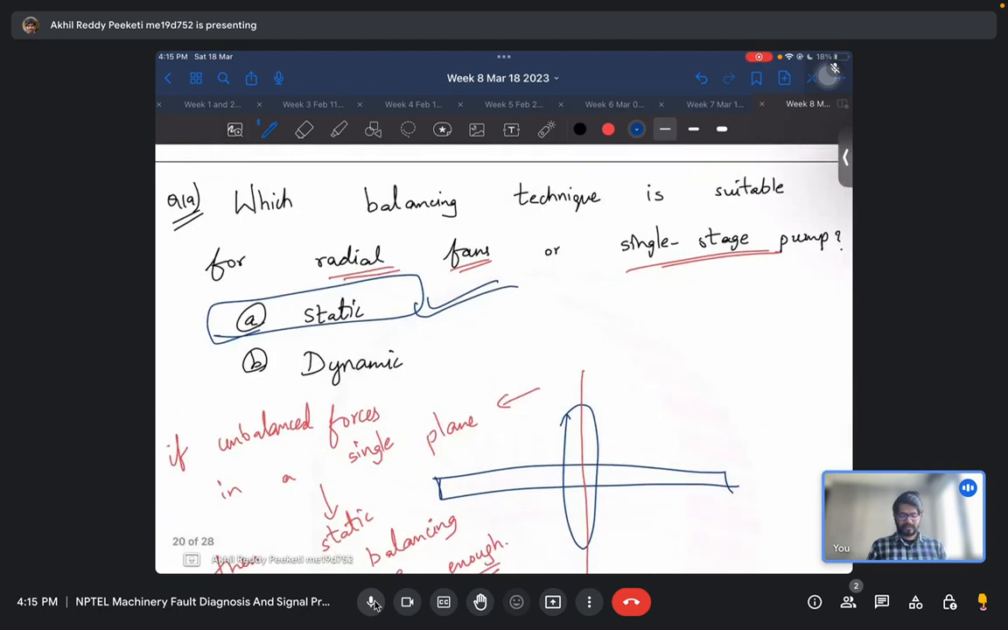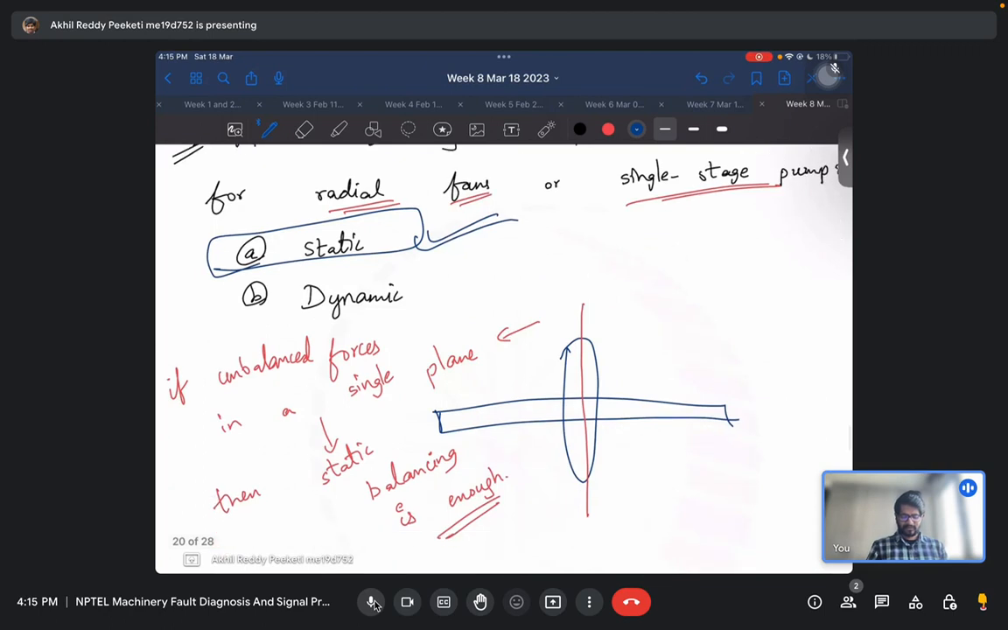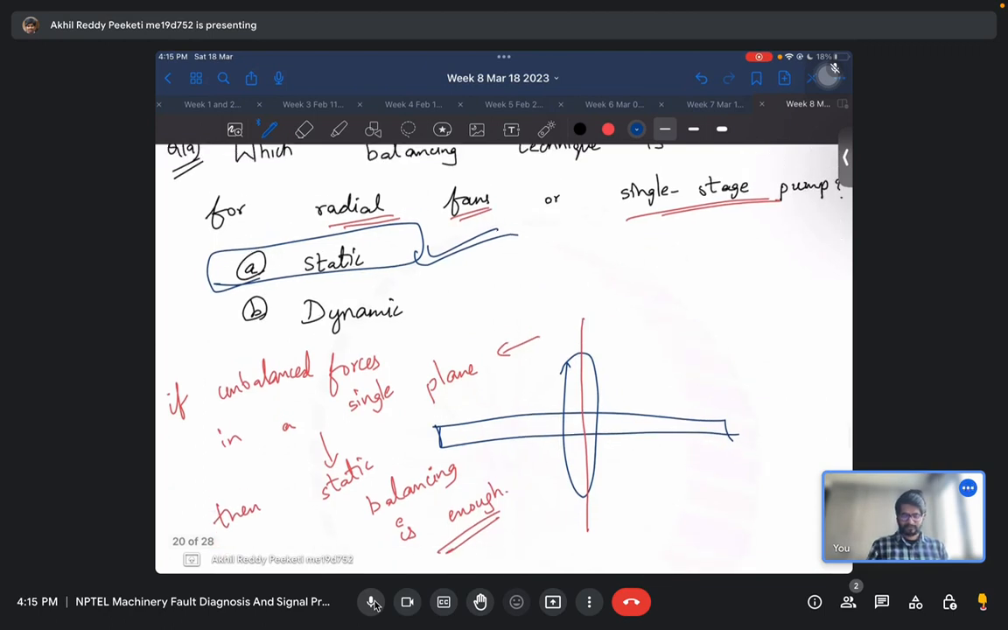Which balancing technique is suitable for radial fans or single-stage pumps? Because this is single stage, there is only one axial plane in which unbalanced forces are generated. So use a static balancing technique.